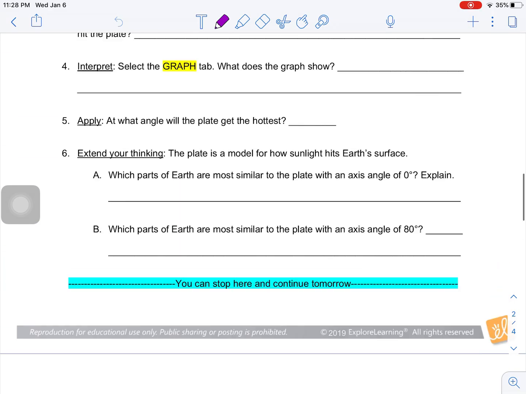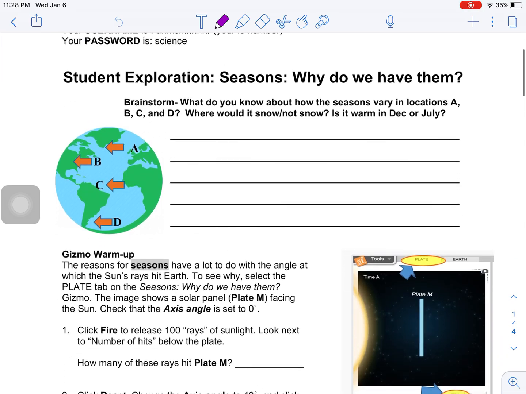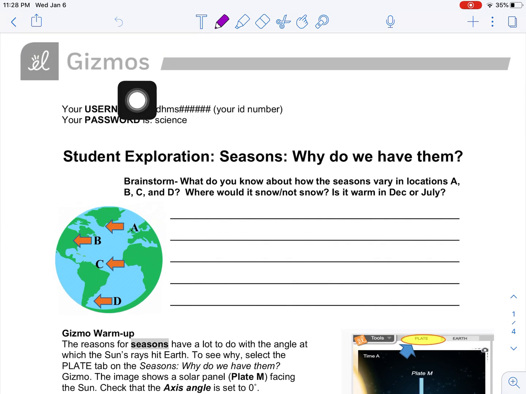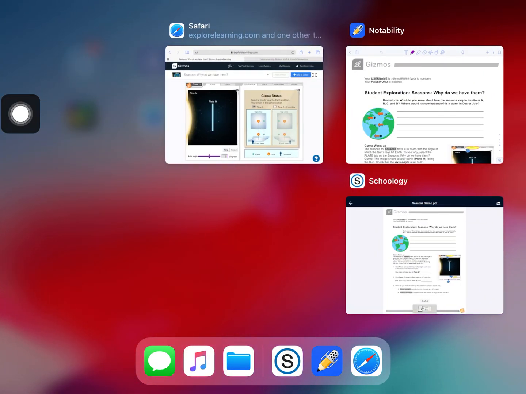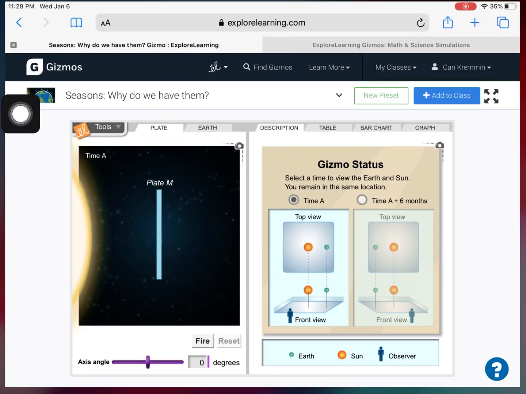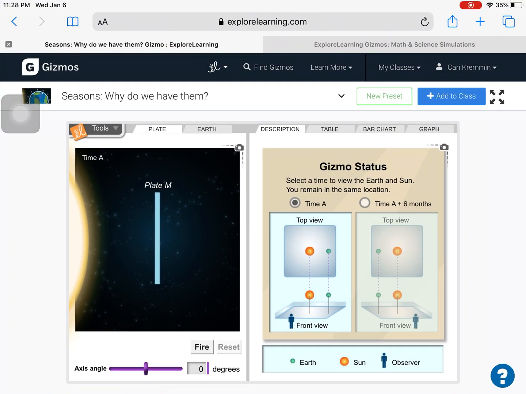On here, you can see the reminder of your login. We just had winter break, so maybe you forgot. So let's go to Gizmo. Once you get logged in, you'll find the Gizmo that is titled Seasons, Why Do We Have Them?